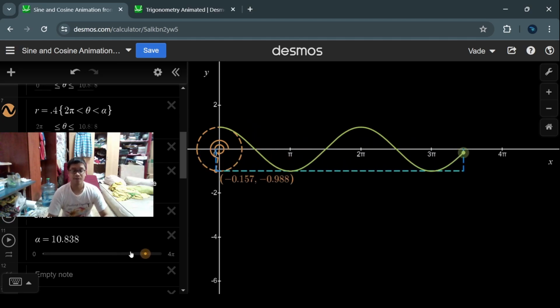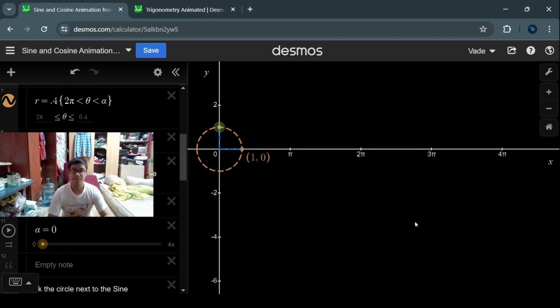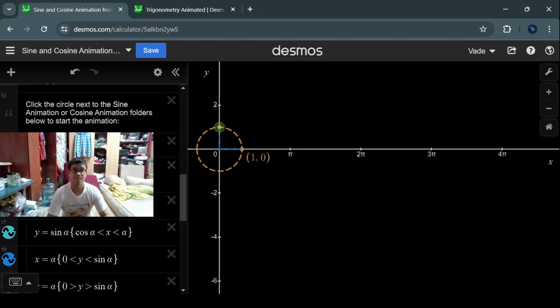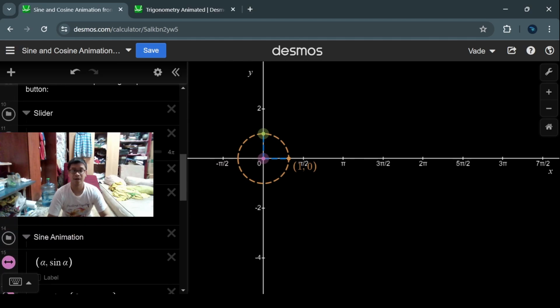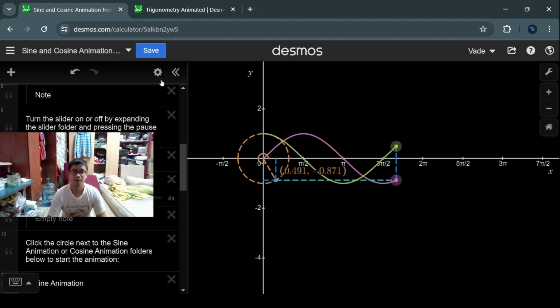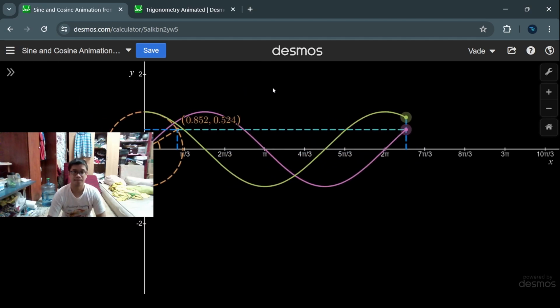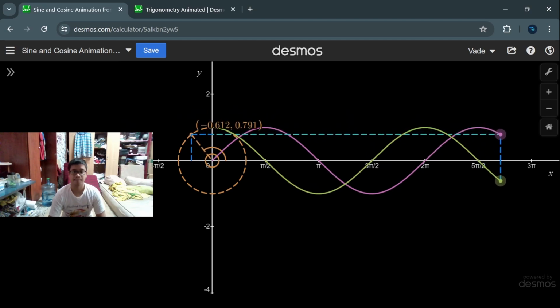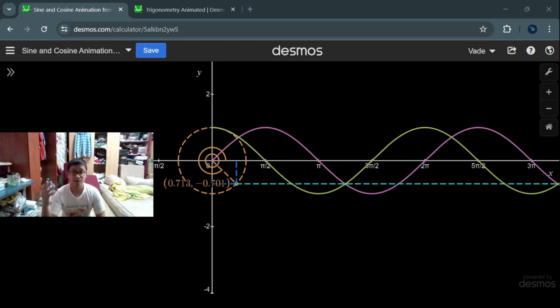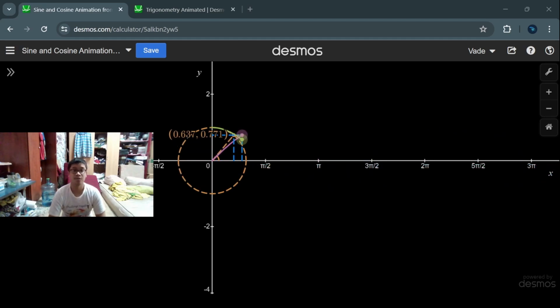Now, here's the thing. The very interesting part is what if we combine them both? I think it's much better if you combine them. Take a look at this point. Look at that. The green is cosine and the pink is sine. Look at that graph. Take a look. See? That is how sine and cosine form.